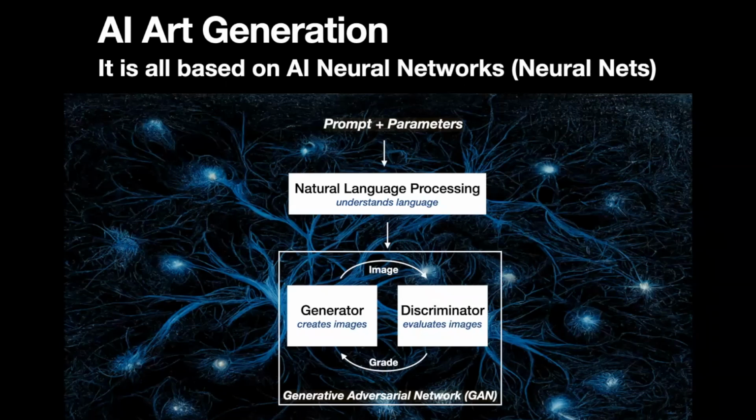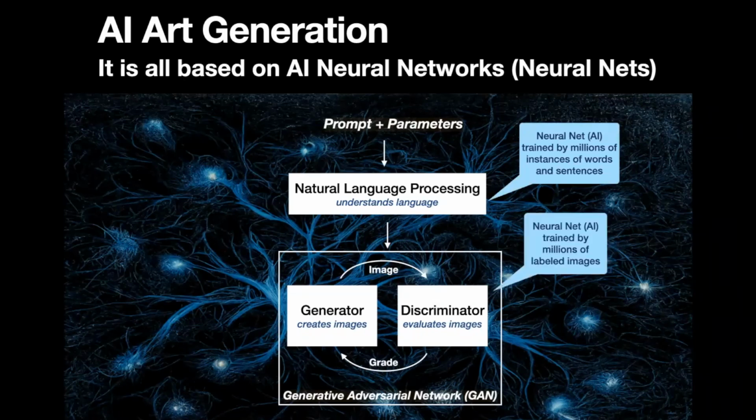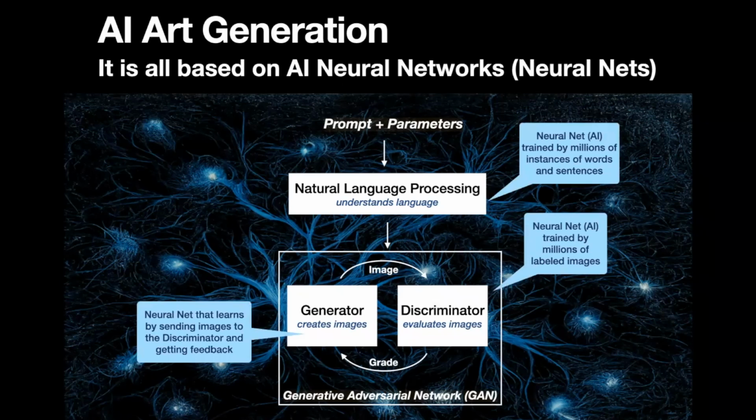Then the next thing that happens is there's 2 other components. There's a generator and a discriminator. The generator generates images, and the discriminator tells the generator whether or not that image matches the description. So the neural net is trained by millions of instances of words and sentences to understand natural language. The discriminator is another neural net trained by millions of labeled images, like I showed you, if you did a Google search on dense forest. And the generator is a neural network that learns by sending images to the discriminator and getting back feedback. So it sends an image over to the discriminator, it gets back a grade, and it says, oh, I guess that wasn't right. And it tries something else, and that's how it learns.